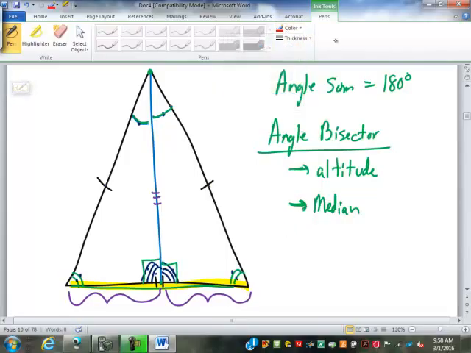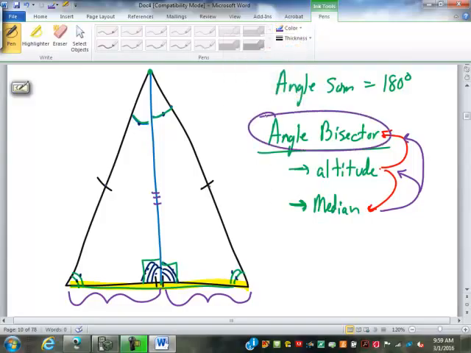And I'm not going to go through proving it to you, but if I draw in an altitude, guess what? It'll also be an angle bisector and a median. If I draw in a median, guess what? It'll also be an altitude and an angle bisector. In an isosceles triangle, those three things from the vertex that's between the two equal sides will always be the same structure. Now, if I drew it from here, it would be different, wouldn't it?